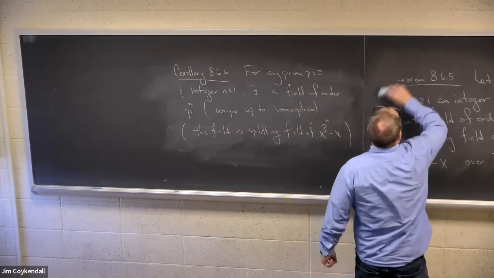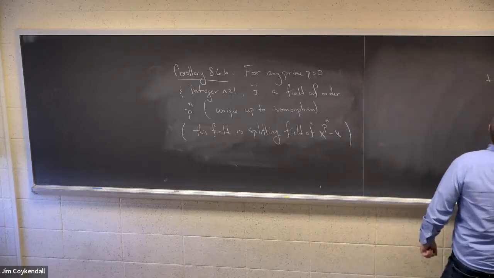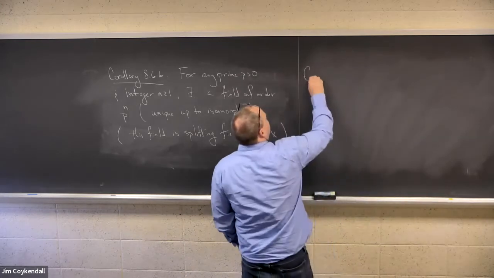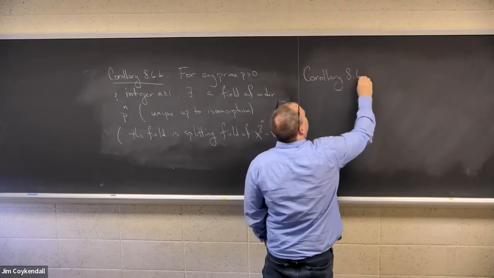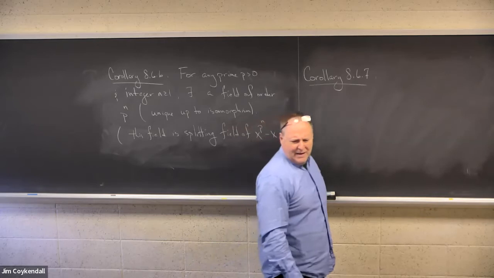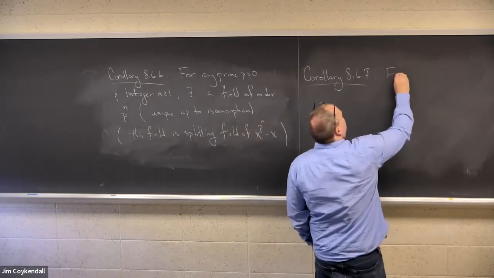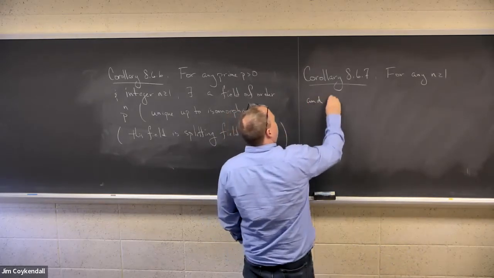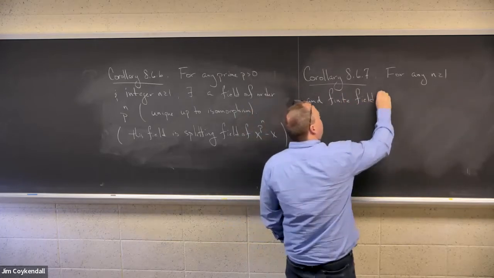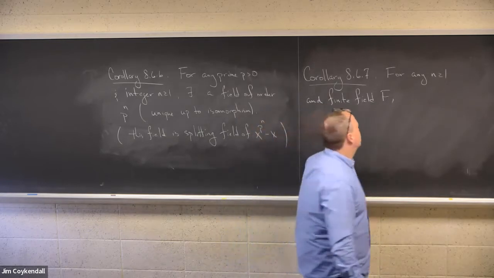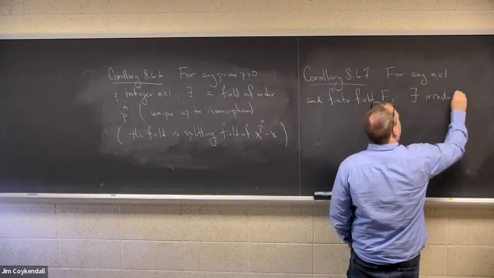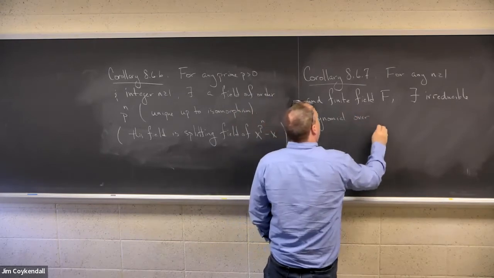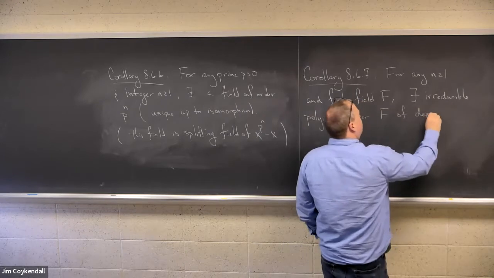Here's another corollary, which I find very interesting, because if you try to prove this from basic principles, I think it's not so obvious to me how to do it. But here it follows very nicely. Corollary 8.6.7: for any n greater than 1 and finite field F, there exists an irreducible polynomial over F of degree greater than 1.